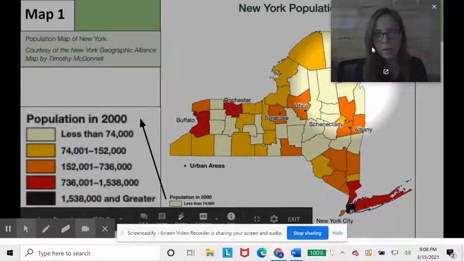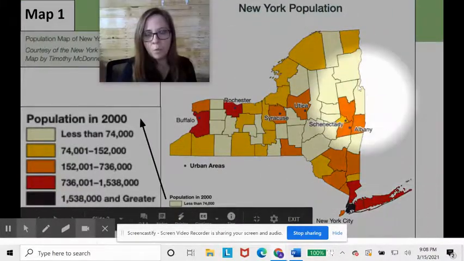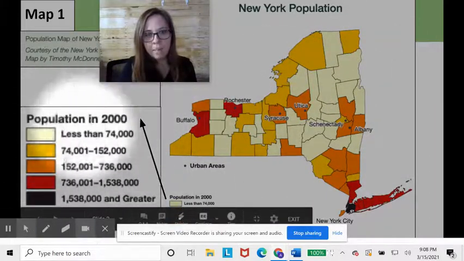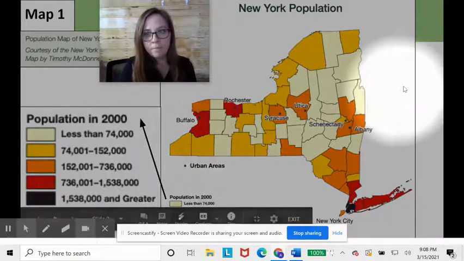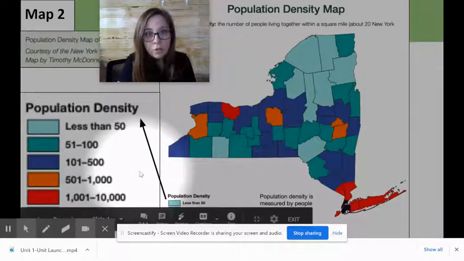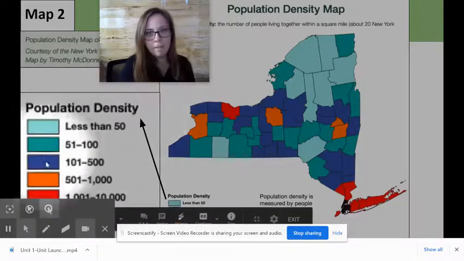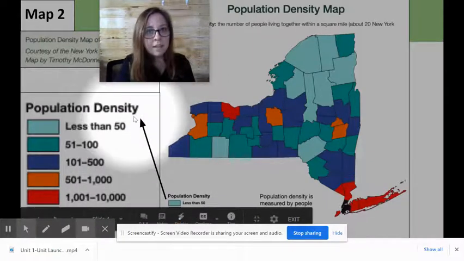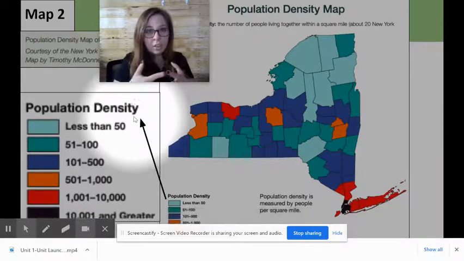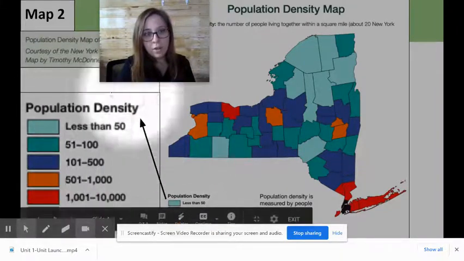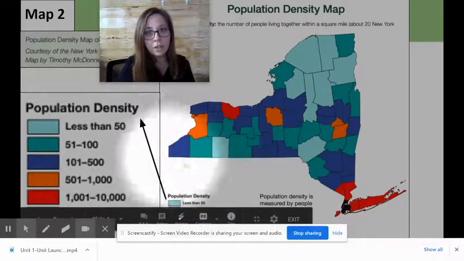So here's map 1, and we see this is a population map. We can see different colors on it. You would use the map guide to interpret the map. Here's map 2, another possible choice. This is a population density map. This is going to tell us the number of people that are living close together or far apart in a certain area. And again, you can use the map legend over here to tell you how to interpret the different colors on this map.